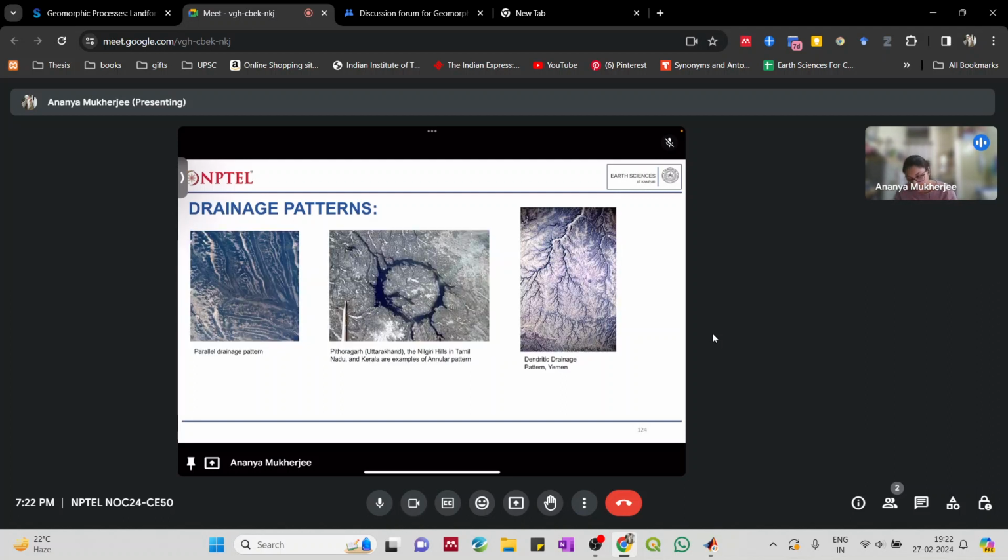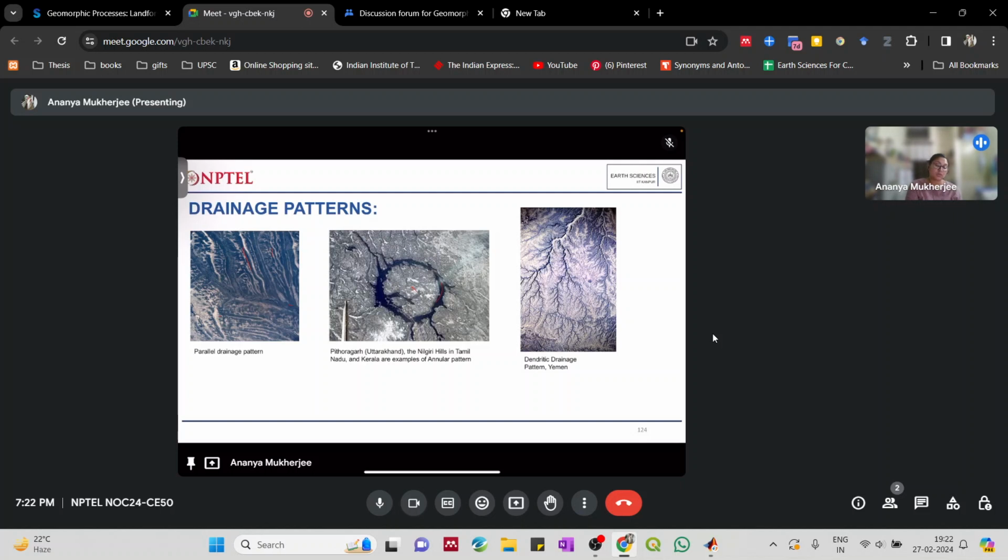Then over here you can see an example of parallel drainage. Okay, so these are parallel to each other, then these are parallel to each other. So this is an example of what we were talking about, the annular one. Okay, so there is no radial pattern as such, but the water is flowing in a circular manner around a structural dome that is present here. So this is the Nilgiri hills, and the water is flowing around it in the annular drainage pattern.